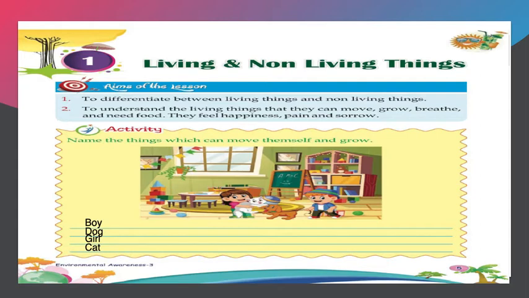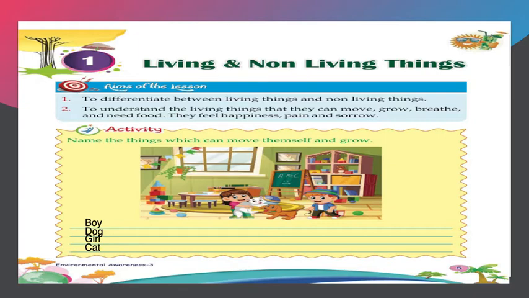Living and non-living things. Aims of the lesson: to differentiate between living things and non-living things, to understand that living things can move, grow, breathe and need food. They feel happiness, pain and sorrow.